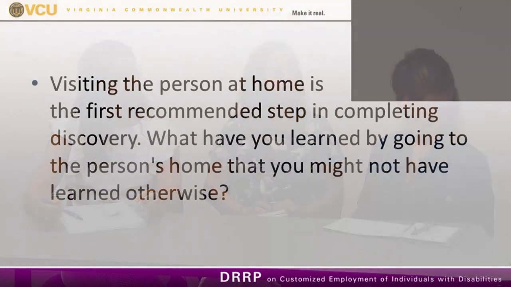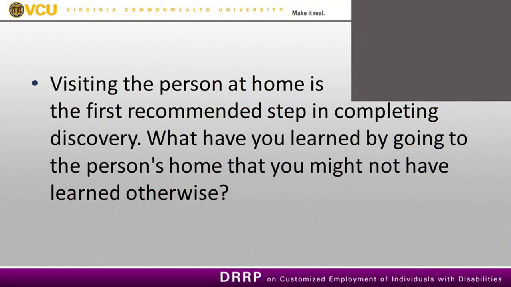Okay. All right, we're here today to have a panel discussion on customized employment in this project. Why don't we start out with the discovery process? Caitlin and Jenny, visiting the home of a person is a recommended first step in the discovery process. What have you learned by going into a person's home that you might not have noticed if you skipped that step? Caitlin, would you like to go first?